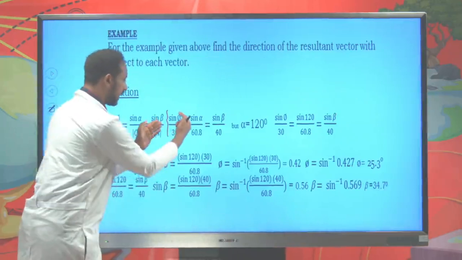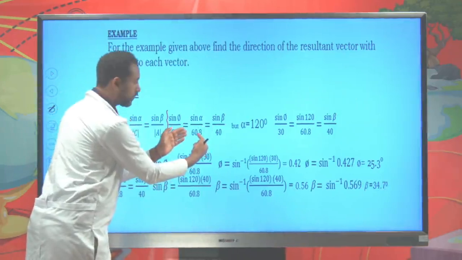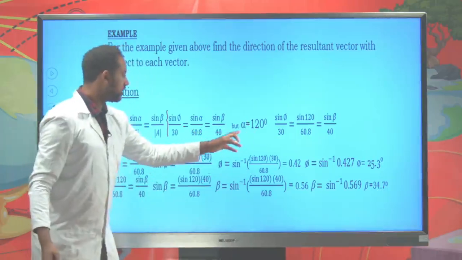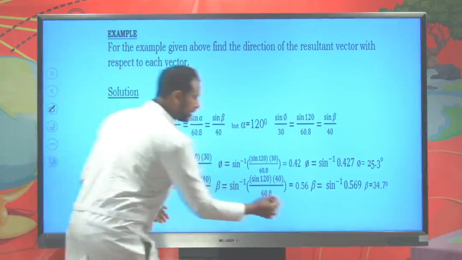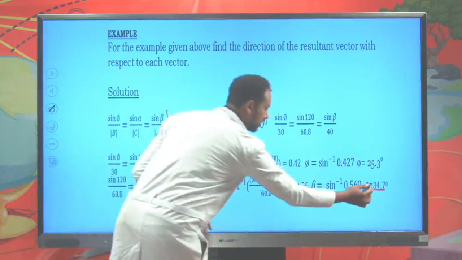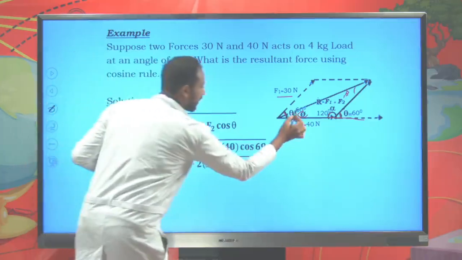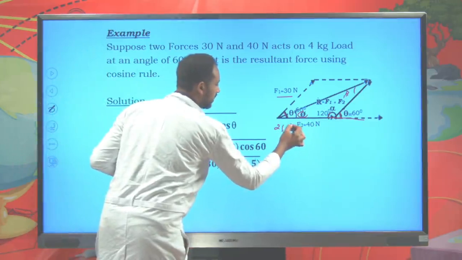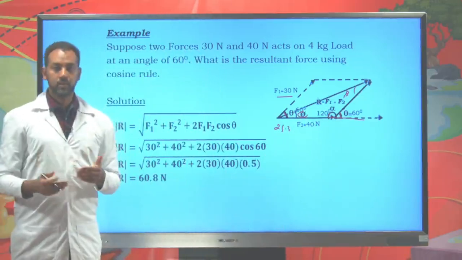Therefore, let's use sine phi over 30, sine alpha over 60.8, which is the resultant force, and sine beta over 40. Therefore, alpha can be determined using this concept. And at last, beta is 34.7 degrees and phi is 25.3. So phi can be determined to be 25.3 degrees. This is how we determine using sine and cosine law.